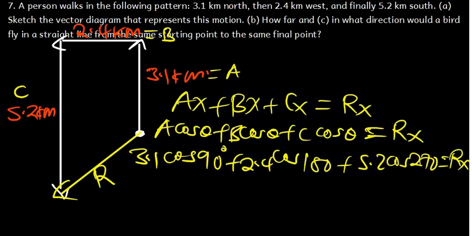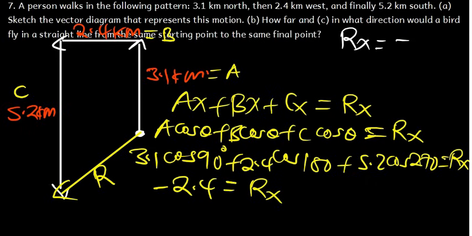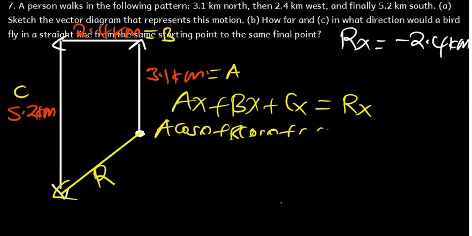So we're going to have 3.1 cos 90 plus 2.4 cos 180 plus 5.2 cos 270. This is going to give me negative 2.4, which is equal to the X component of the resultant. Now that I have the X component, let's find the Y component. So RX is negative 2.4 kilometers. I'm going to get rid of this, and now I need to find the Y component.